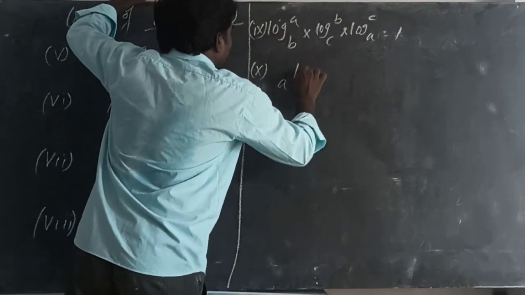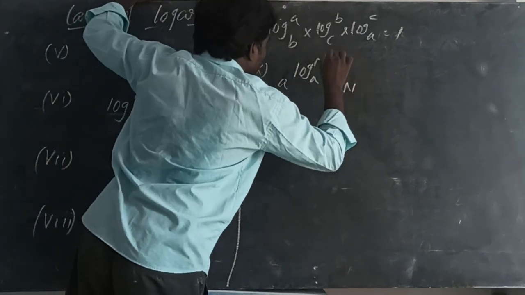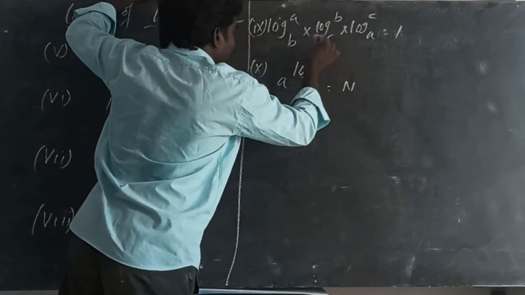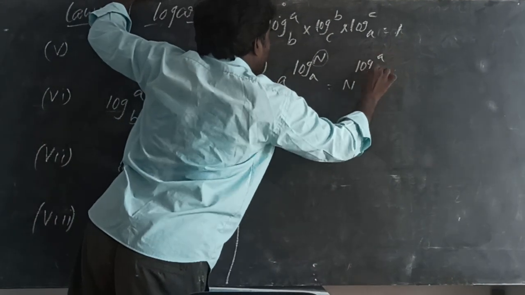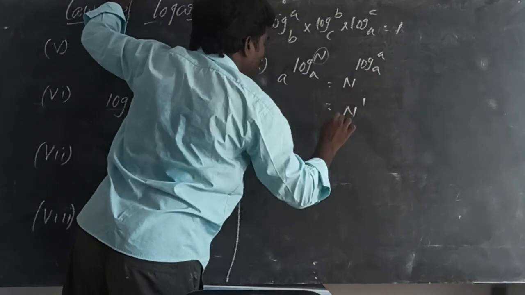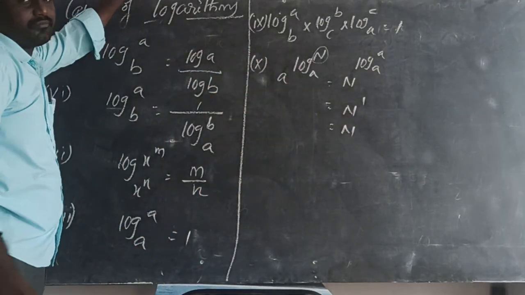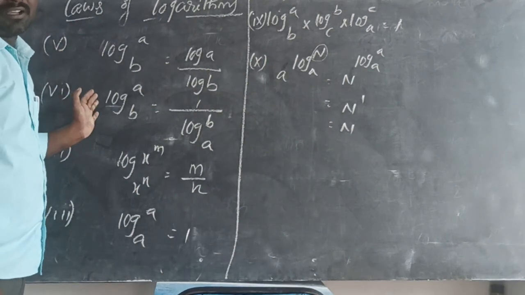Next, another one: a power log n base a is equal to n. Taking the base n to the power of log n base n, the value is 1. That is equal to n. These are the laws of logarithms.